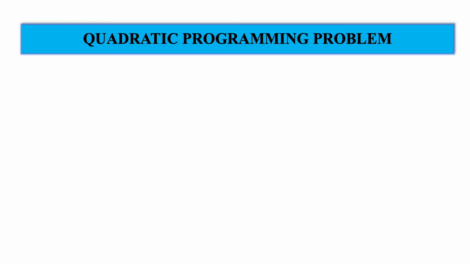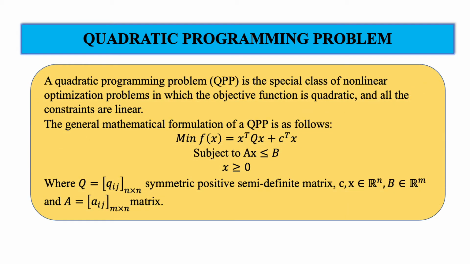A quadratic programming problem, QPP, is a special class of non-linear optimization problem in which the objective function is quadratic and all the constraints are linear. So if we have a non-linear programming problem in which the objective function is quadratic, meaning it is of degree 2, and all the constraints are linear, such problems are called quadratic programming problems.